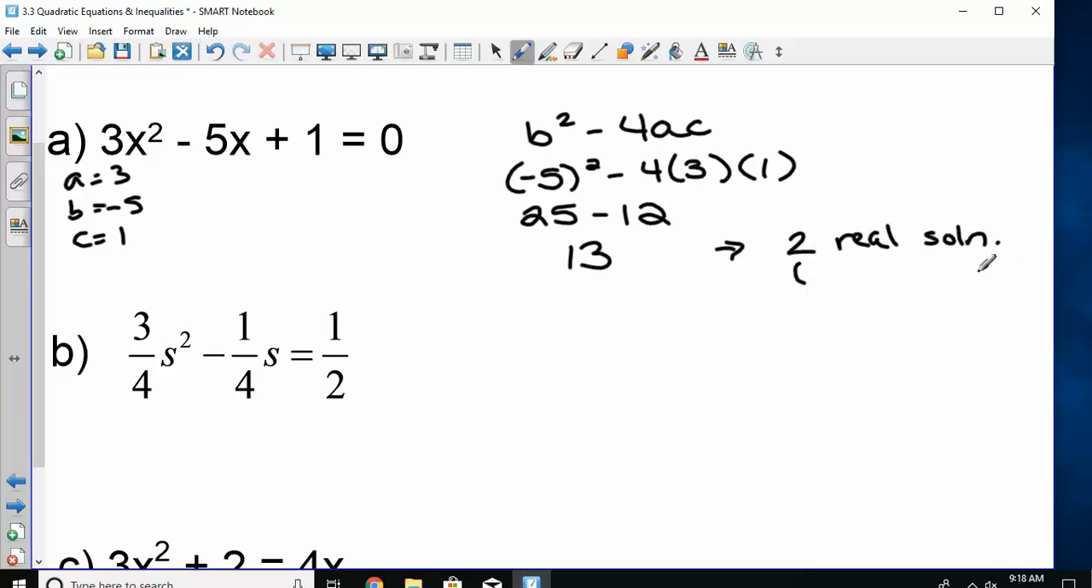If I asked, would this be rational or irrational? That means you're going to have the square root of 13, and we can't break that down, can we? So this would be irrational. The MathXL sometimes asks you to classify them as rational or irrational, which is why I want to include that extra piece.